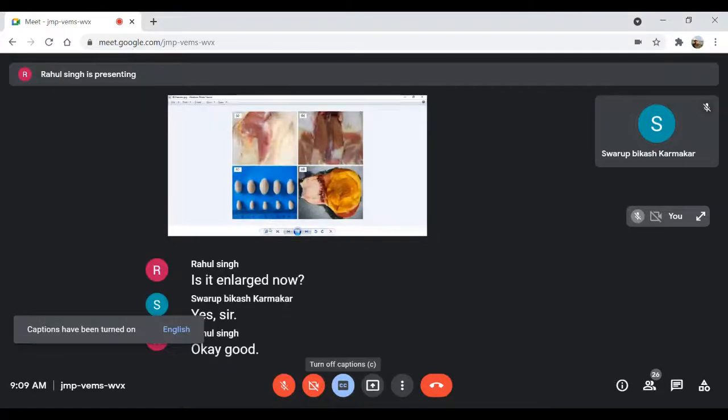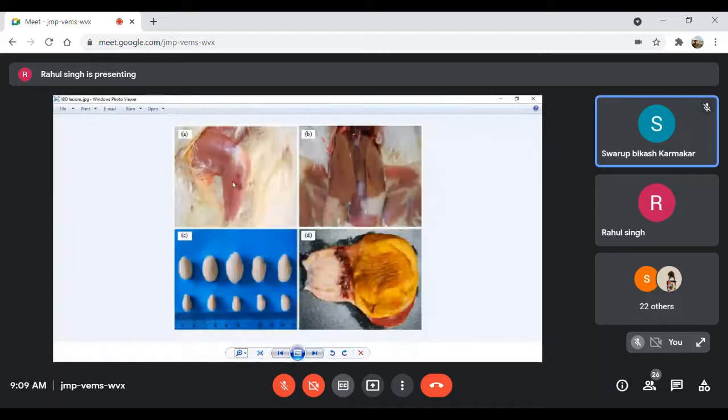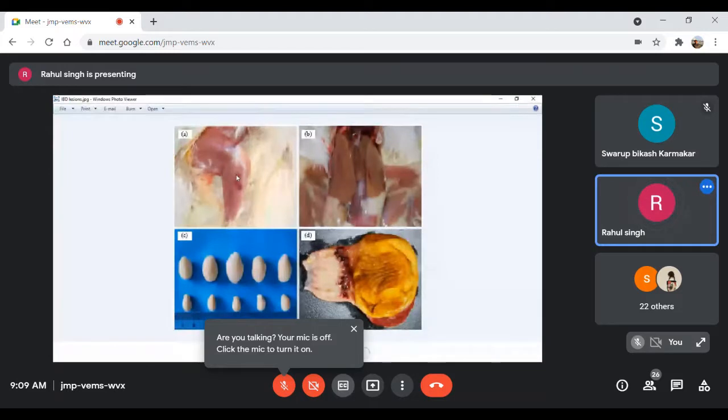Okay, good. Now this is a case affected with IBD lesions. If you see here, can you see the cursor moving? Yes, sir. This is the leg muscle. Skin has been removed, and you can see that there are hemorrhages here. These are called paintbrush hemorrhages, which are associated with IBD.